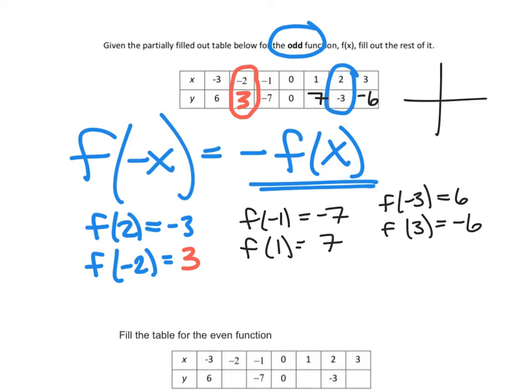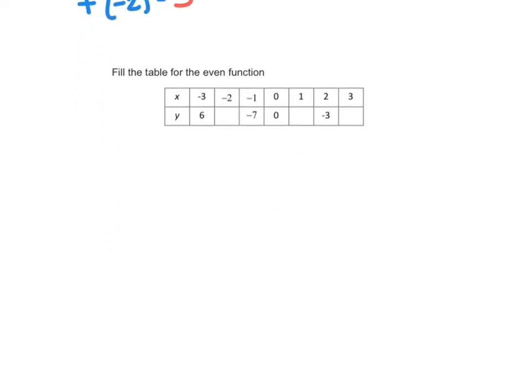Now, could you also plot those points? Of course. And this time, because it says odd, remember, you want to make sure it's symmetric to the origin. Okay, and those O words kind of go together, odd and origin. So let's go ahead and do a similar one, even.